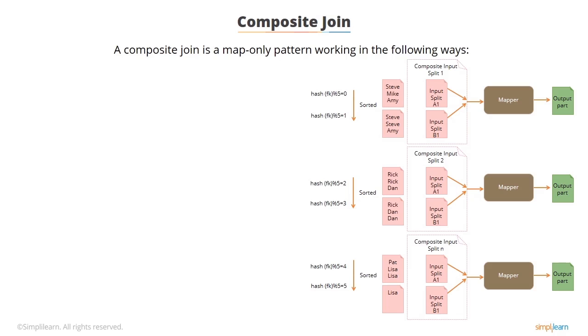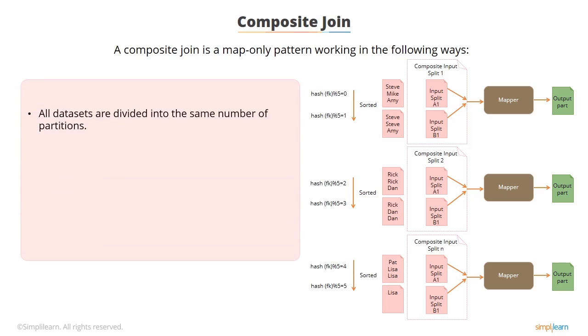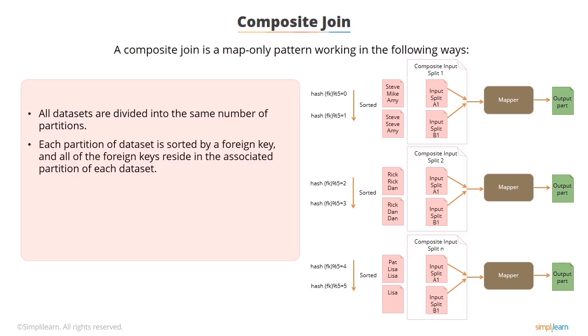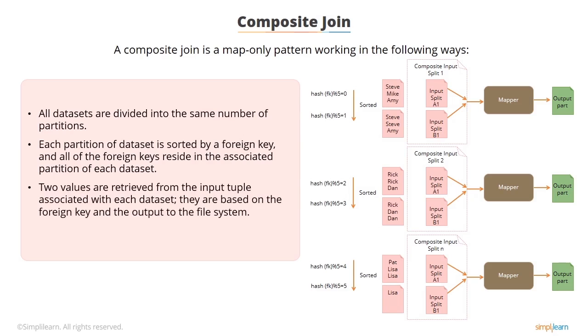A composite join is a map-only pattern working in the following ways. All datasets are divided into the same number of partitions. Each partition of the dataset is sorted by a foreign key, and all the foreign keys reside in the associated partition of each dataset. Two values are retrieved from the input tuple associated with each dataset based on the foreign key and the output to the file system.